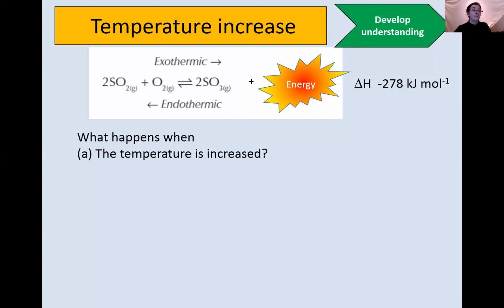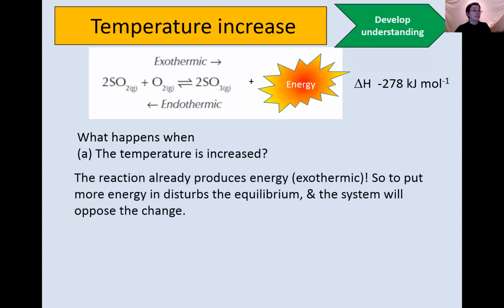So if the temperature is increased, the reaction wants to counteract the change. It wants to reduce the energy. It doesn't want to be kicking out any more energy, because it's already producing a lot of energy. So it's going to favour the reverse direction. It's going to want to absorb that energy that's being put into the reaction and reduce the temperature, and it will favour the endothermic process, so it will go in the backward direction.